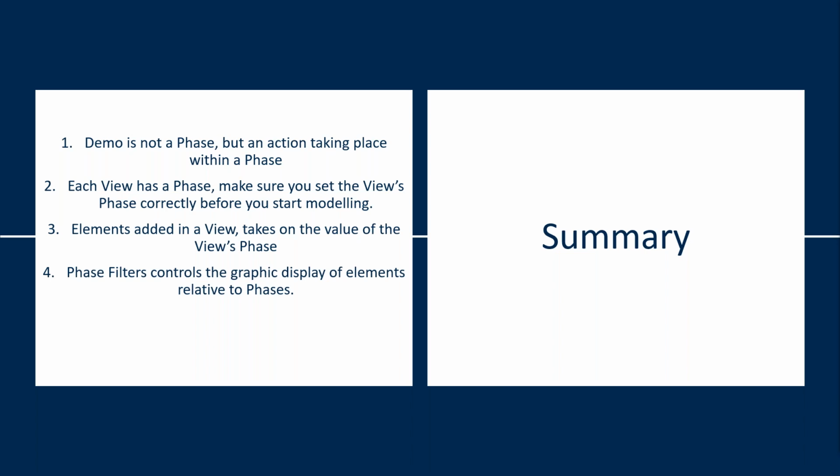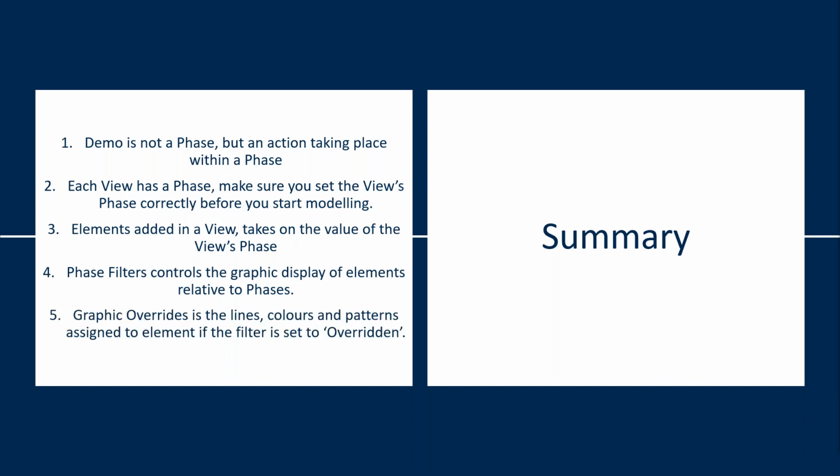Remember, elements added in a view take on the value of the view's phase. And then what are your phase filters? They control the graphic display of elements relative to the phases. And lastly, graphic overrides are lines, colors, and patterns assigned to elements if the filter is set to overridden.